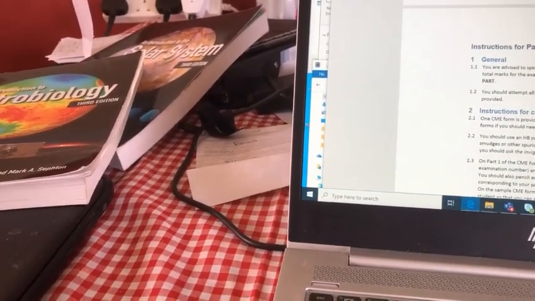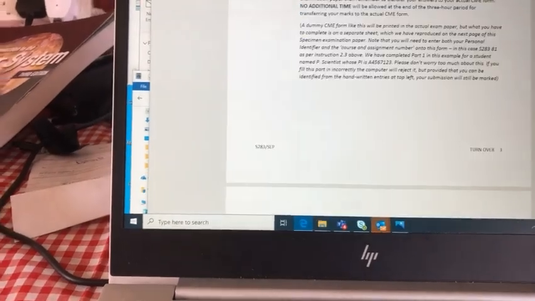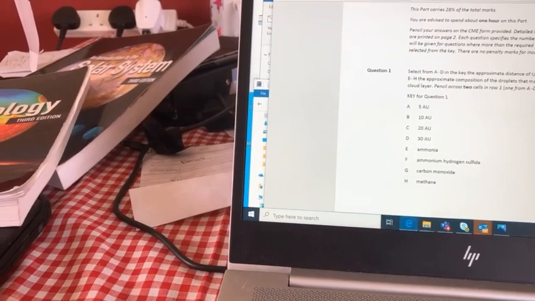Scroll past all the general introduction stuff. That's the computer readable form if you need to use it.